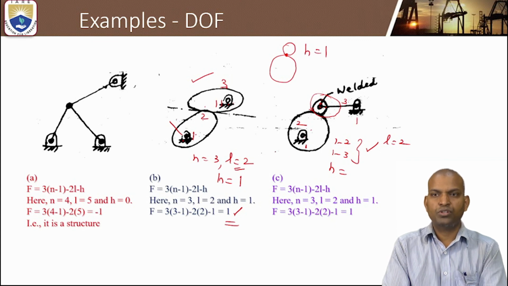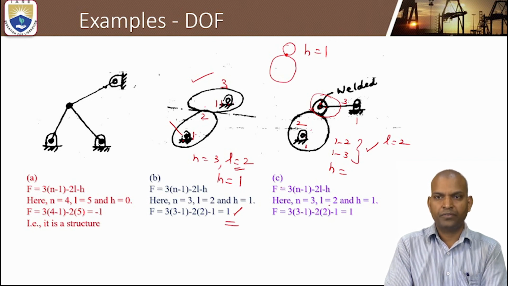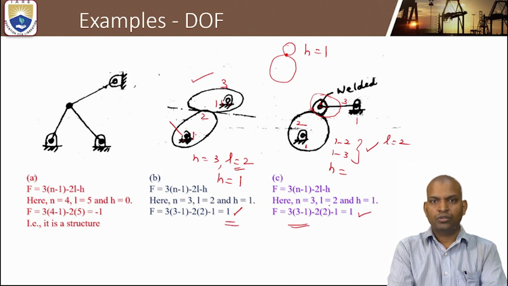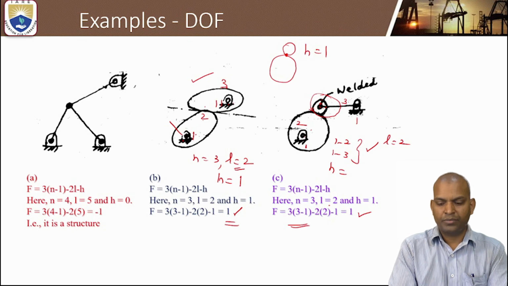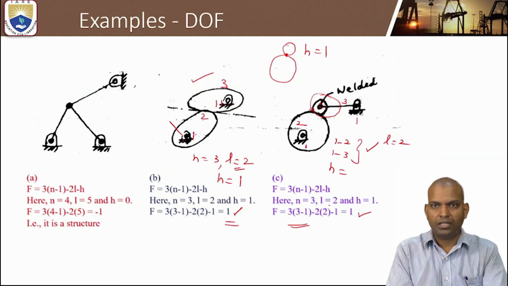So H equal to 1, substitute again n equal to 3, L equal to 2 and H equal to 1 in the formula of degrees of freedom, that is F equal to 3 times n minus 1 minus 2L minus H. Then the degrees of freedom value is observed as 1. So we can understand like that what is the concept of degrees of freedom. Today in this section, we thoroughly understood how to calculate degrees of freedom of various mechanisms in a systematic manner in detail.